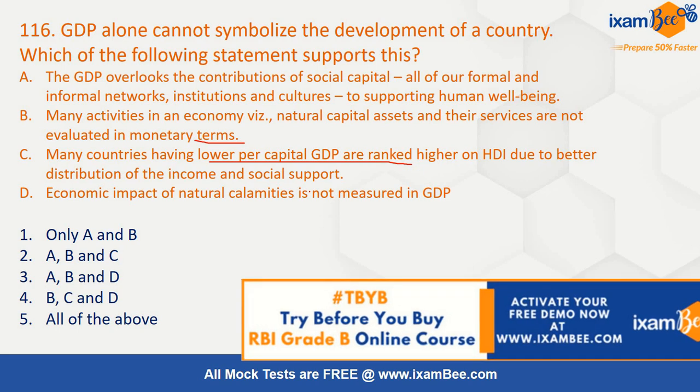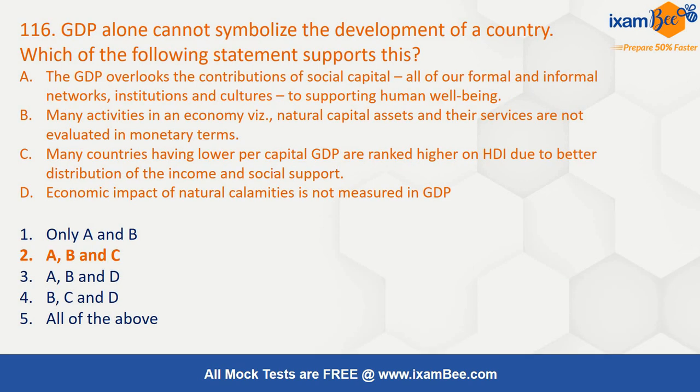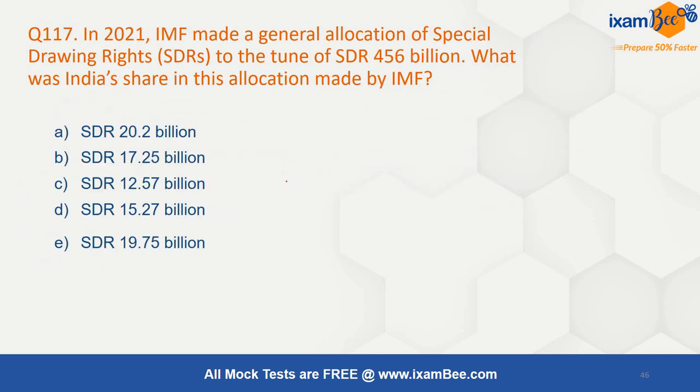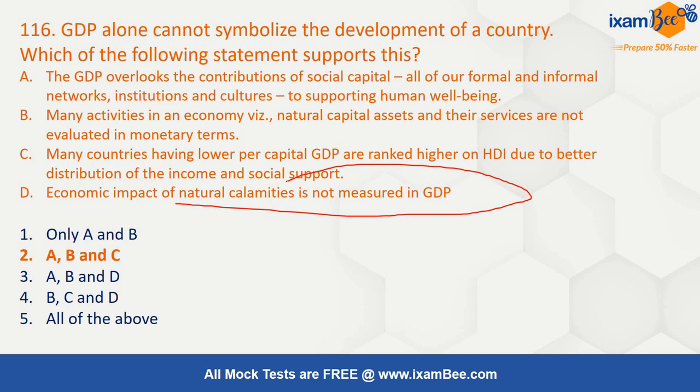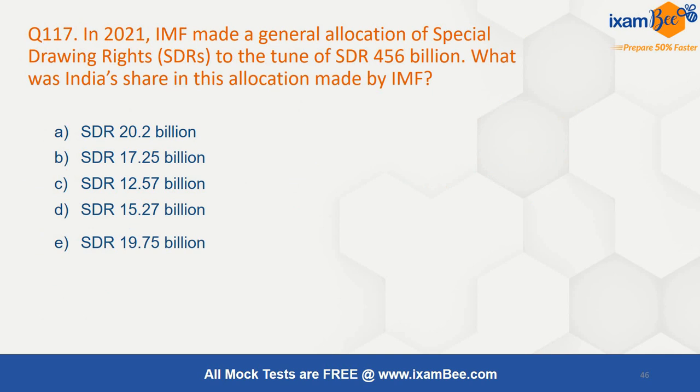This is interesting, and all are correct here except this, because natural calamities will definitely affect GDP, right? The damage done by the natural calamities will be accounted in GDP.